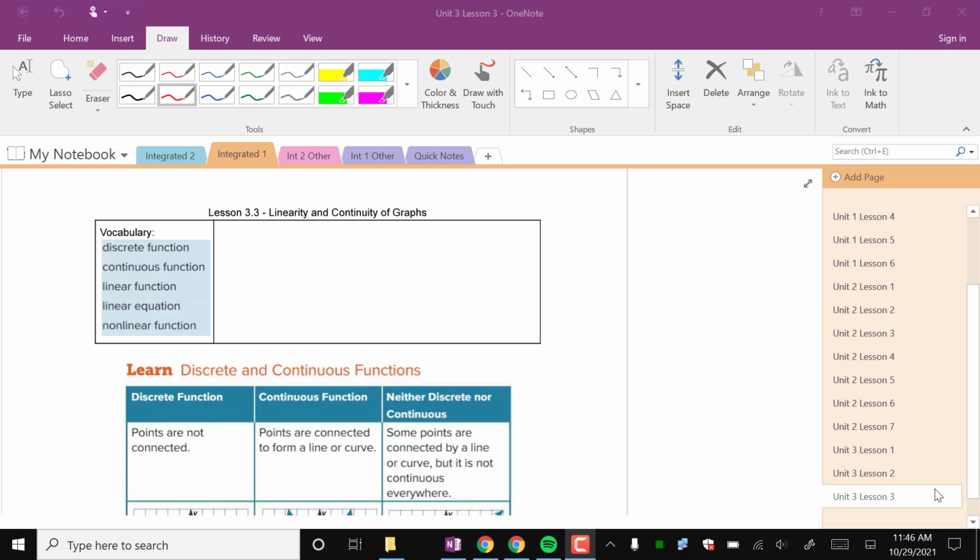Today we're going to be working with lesson 3.3. So let's take a look at some notes. We have discrete and continuous. We also have our vocab right here, so make sure you take a look at your vocab sheet for the definition of each of these words.